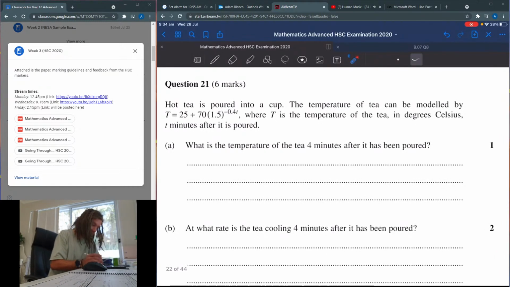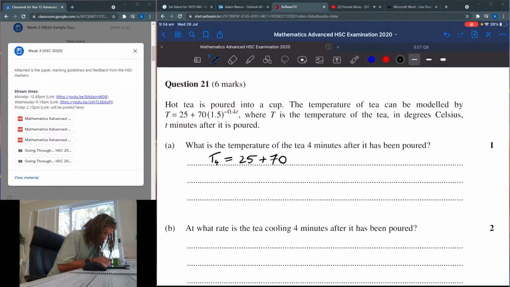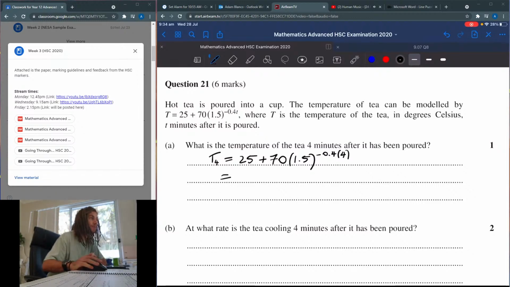What is the temperature of the tea after 4 minutes? Well, if this models the temperature of the tea, then really all I need to do is substitute that for that. So I'll just write T at 4 minutes. There's only 1 mark, so I wouldn't even need to show any of this working. 1.5 to the power of negative 0.4 times 4. I put all that into the calculator, and I would get approximately 61.6.